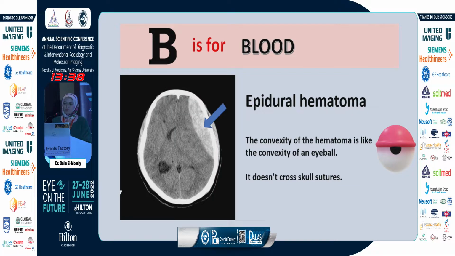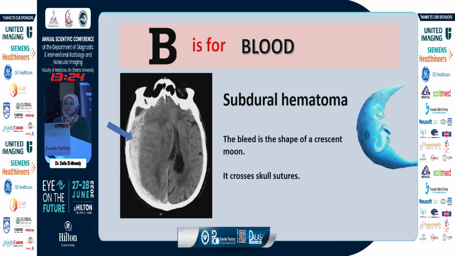B is for blood. Epidural hematoma, or extradural hematoma: the outer surface of the hematoma is convex, like the convexity of an eyeball. It doesn't cross skull sutures. While in subdural hematoma, the outer surface of the hematoma is concave, giving the appearance of a crescent moon. It crosses skull sutures.